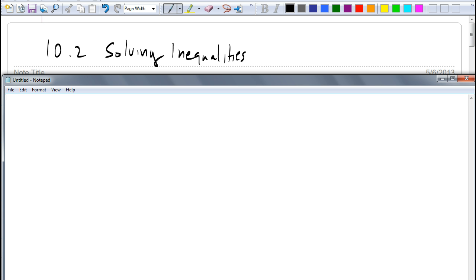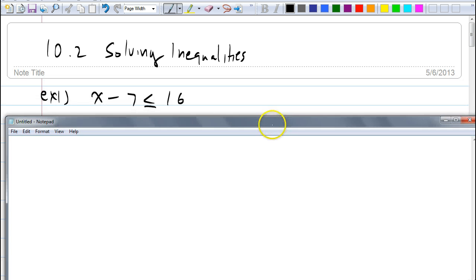When you divide or multiply by a negative number, you have to switch the inequality. That's right. You do it exactly the same way as solving an equation, except when you multiply or divide by a negative number, what do you do with the inequality symbol? You reverse. That's it. Everything else is the same. You guys remember this? So let's take a look at the first example here.